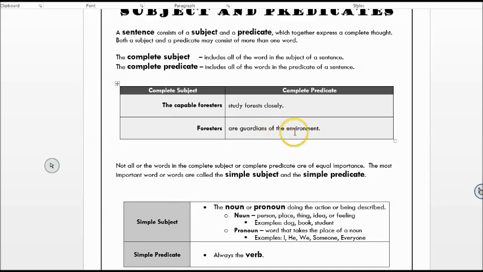Foresters are guardians of the environment. Here we have our subject, foresters. Are is our linking verb. Guardians is the predicate noun. Of the environment is a prepositional phrase modifying guardians. So this all gets linked together as our complete predicate, and this is our complete subject even though it's only one word. Let's look at some additional examples.